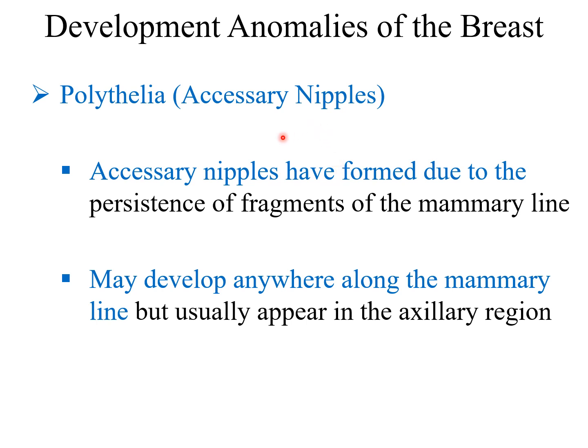Now there are some abnormalities related to the development of the breast. One is polythelia, which means extra nipples, such as axillary nipples. Axillary nipples form due to the persistence of fragments of the mammary line. If these fragments or pieces of the mammary line do not regress or disappear in early fetal life, there will be other nipples present, known as polythelia. They may develop anywhere along the mammary line but usually appear in the axillary region, though we can find them in other places.